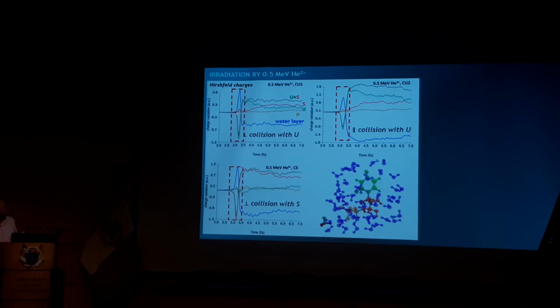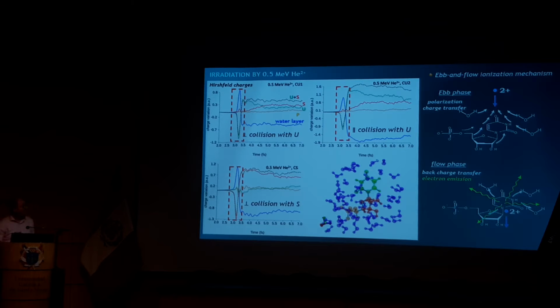So you see that the charge on the base is going down, so it means that electrons are more present on the base. The charge on the solvation layer is increased a lot, so the solvation layer is losing electrons, and also a little bit of sugar.